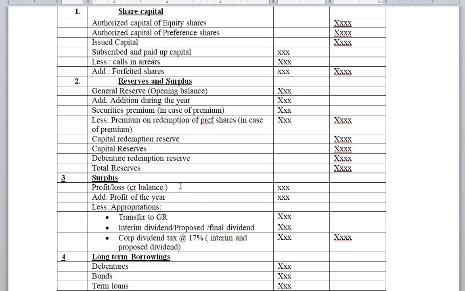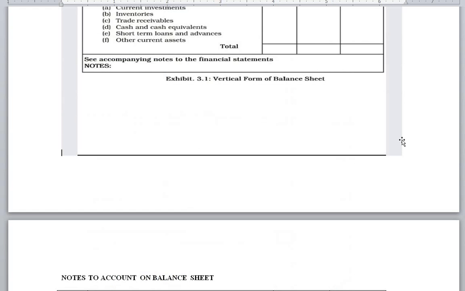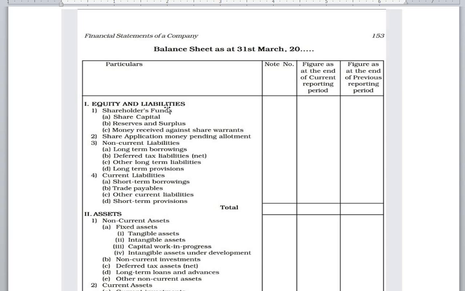Okay, so after making all these adjustments, you take the total of reserve and total of surplus, add it together and post it back in the statement of balance sheet. So that is with the first, shareholders' funds. Money received against share warrants, if any, will be given directly and can be posted directly in the statement.